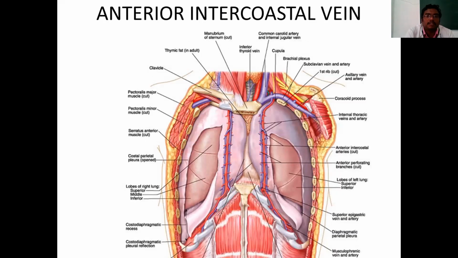Next, you'll be able to get the veins. You'll be able to get the intercostal veins. The anterior intercostal vein is formed when two veins, the musculophrenic vein and the superficial epigastric vein, join together. It runs along the course of the anterior intercostal artery, and then it drains into the subclavian vein.